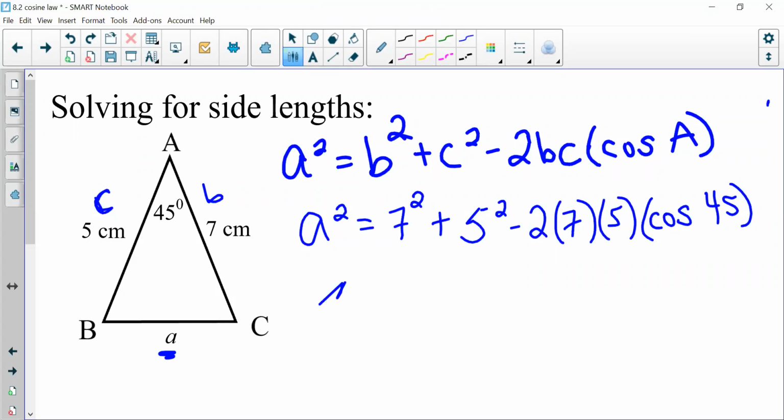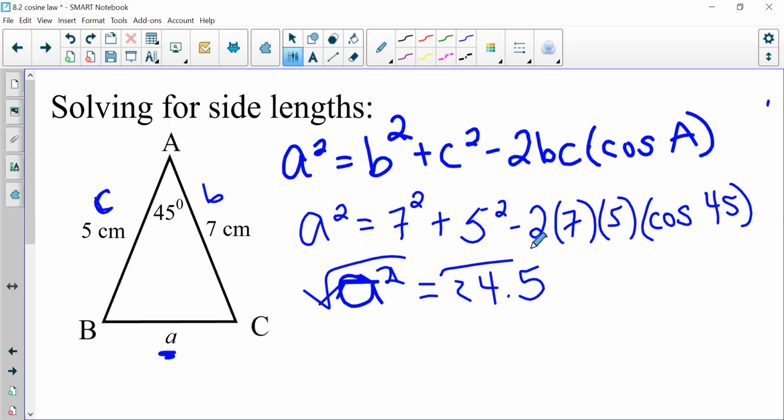No. Okay, Brianna, why do you say no? Because we didn't square root it. This is A squared equals 24.5. So now you just have to square root 24.5, and that will give you side A. So do the square root of 24.5.